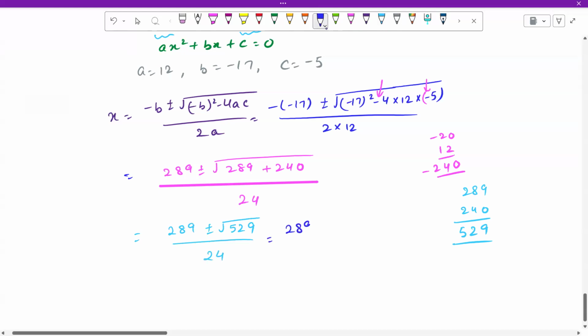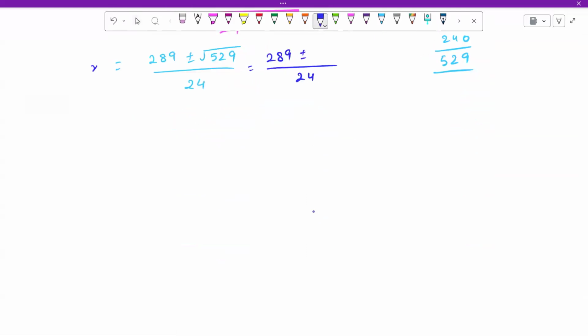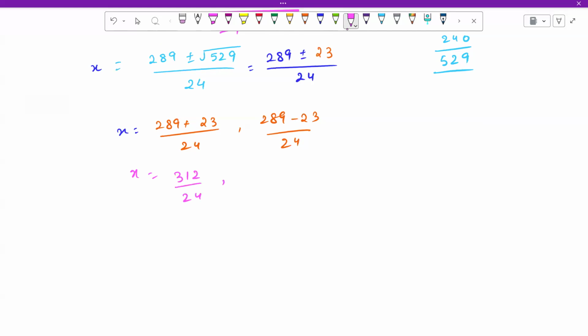Square root of 529 is 23. Now the rest of the things are the same usual ones. We just add them up and solve it. Simplify it to be exact.